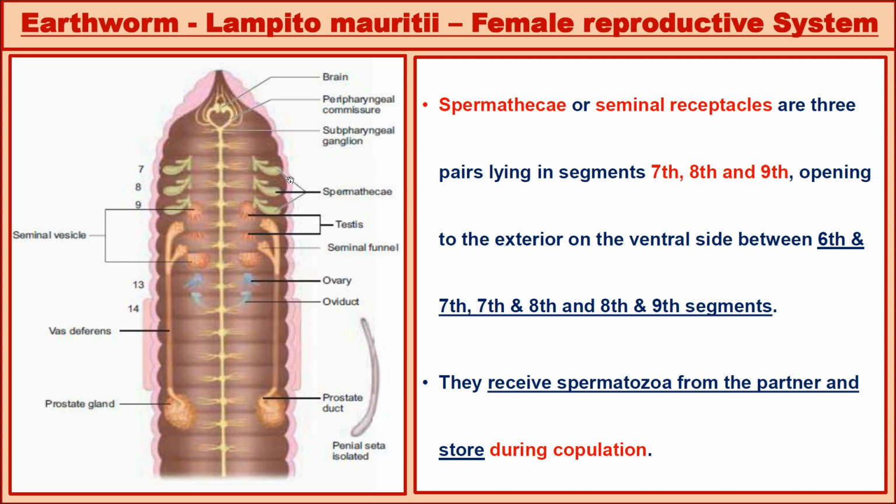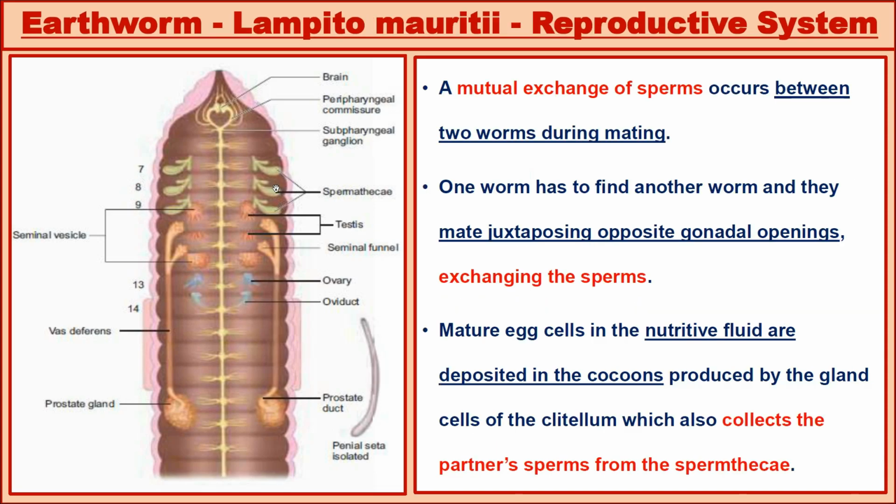Now let us see the spermathecal openings. Spermathecae, or the seminal receptacles, are present in the 7th, 8th and 9th segments. They are also paired organs, lying in pairs. They open to the exterior on the ventral side between the 6th and 7th segments, 7th and 8th segments, and 8th and 9th segments. These spermathecae, or seminal receptacles, receive the spermatozoa from the partner during copulation.